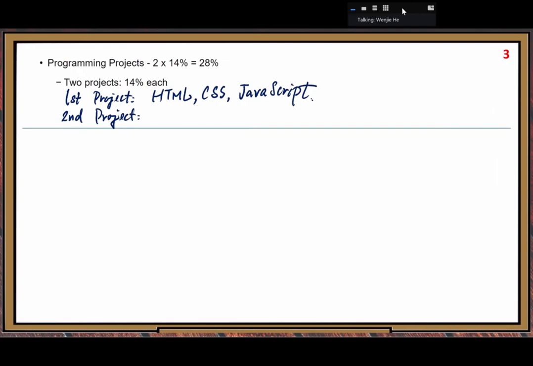So that's my plan. Sounds okay? All right. So that's the project part.